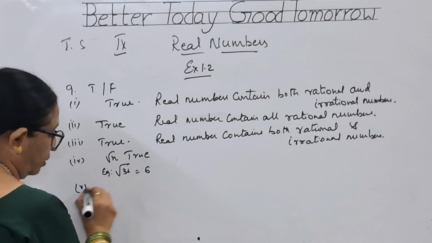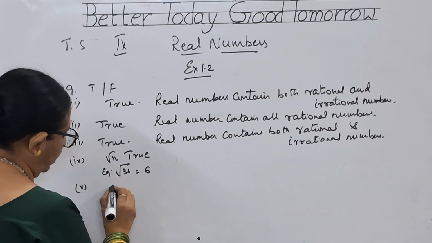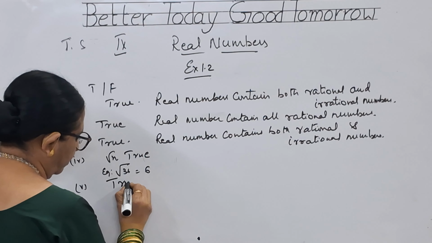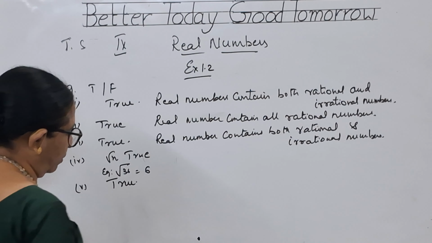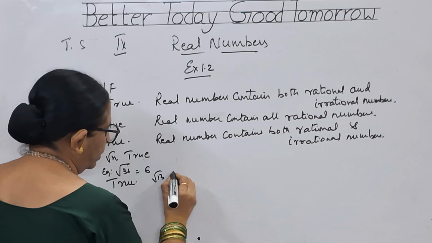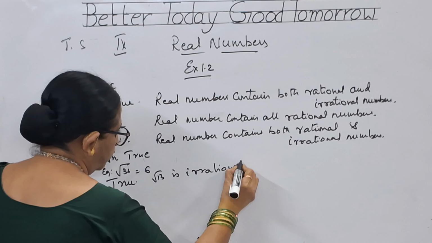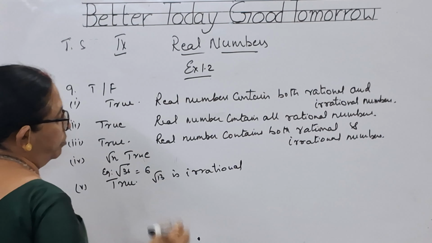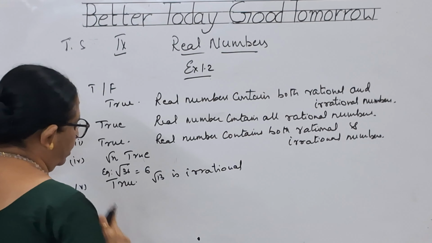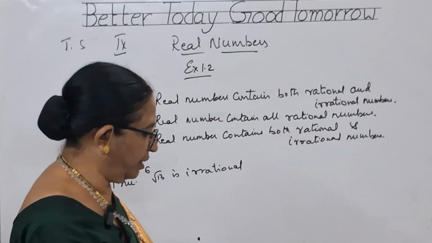Now, fifth one, root n is irrational if n is not a perfect square. It is also true. If it is not a perfect square, that means root 13, root 13 is irrational. Perfect numbers means the numbers whose square root you can determine. And non-perfect numbers means definitely they are irrational.